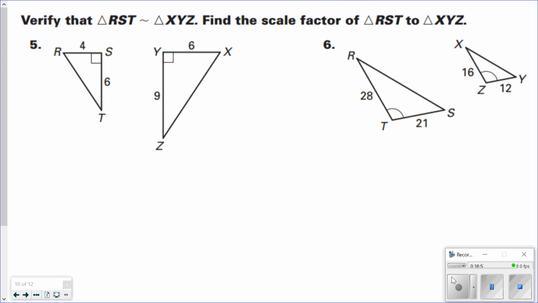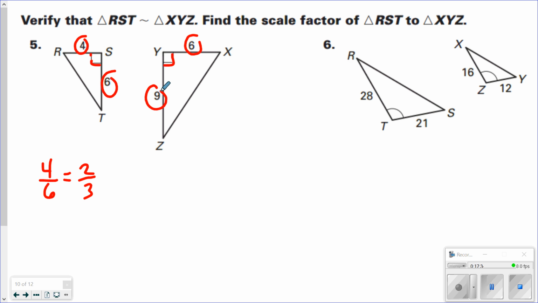Here are the last two problems that we're going to do together. We want to verify that triangle RST is similar to triangle XYZ. Find the scale factor of the two triangles. Okay, looking at these, we do know we have an angle measure that is congruent, 90 degrees. So I just need to look at the two side lengths and determine are those proportional to each other. 4 and 6 are the smallest sides, so those have to be corresponding to each other. So 4 over 6, which simplifies to 2/3.